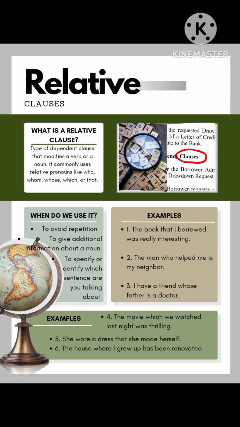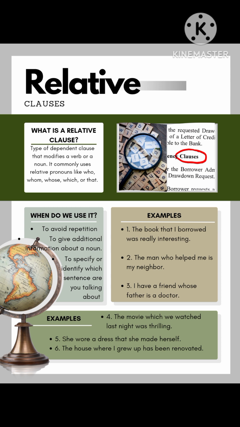When do we use it? We use relative clauses when we want to combine two sentences into one to avoid repetition. Also, for giving additional information about a noun, which can be a person, thing, place, or more. And another way in which we can use relative clauses is to specify or identify which noun we are talking about.